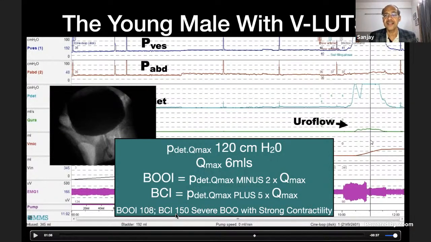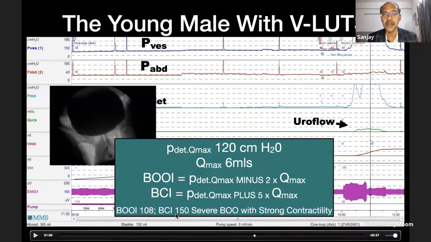Having said that, these indices are far from perfect. Our own data suggests that the median bladder contractility index in about 1,600 patients whom we have just reported, it's under consideration in a journal, was about 98 or 99, if I remember correctly, so telling us that half the patients in whom we end up doing urodynamics actually have contractilities in the weak contraction zone.